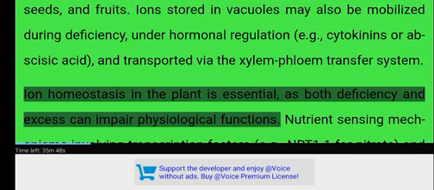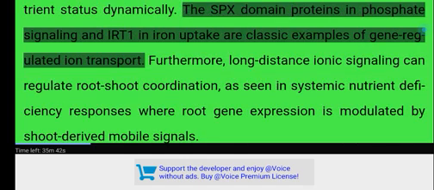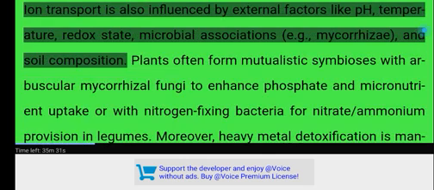Ion homeostasis in the plant is essential, as both deficiency and excess can impair physiological functions. Nutrient sensing mechanisms involving transcription factors, e.g., NRT1.1 for nitrate, and secondary messengers like Ca2+ enable plants to respond to nutrient status dynamically. The SPX domain proteins in phosphate signaling and IRT1 in iron uptake are classic examples of gene-regulated ion transport. Furthermore, long-distance ionic signaling can regulate root-shoot coordination, as seen in systemic nutrient deficiency responses where root gene expression is modulated by shoot-derived mobile signals.